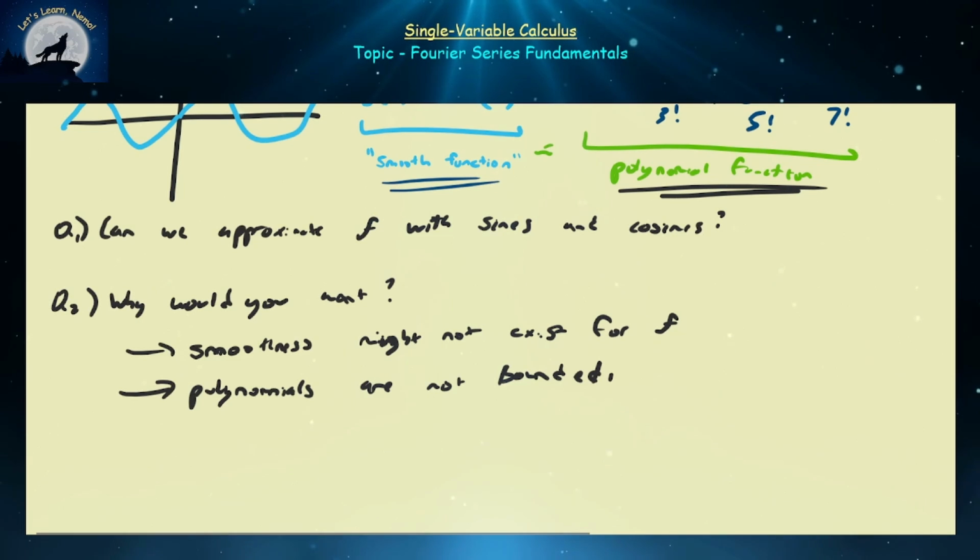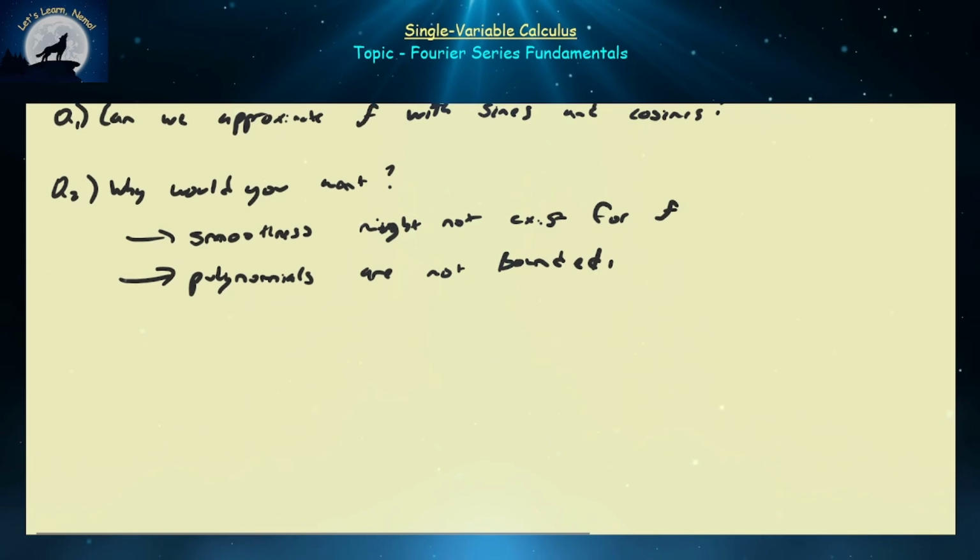Okay, so let's just go through a couple details. Let's just clean that word up a bit. It looks kind of crazy. Smoothness might not exist for some function f.